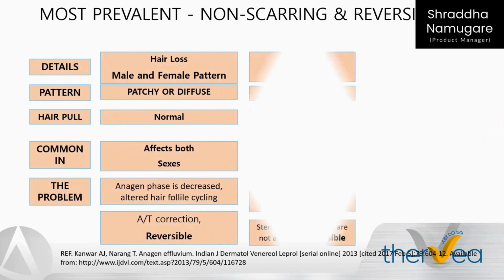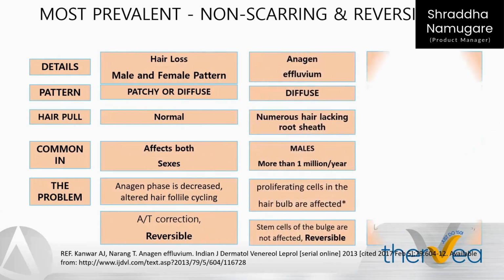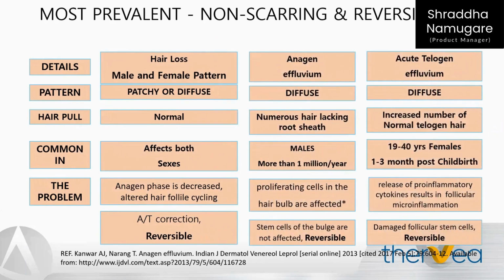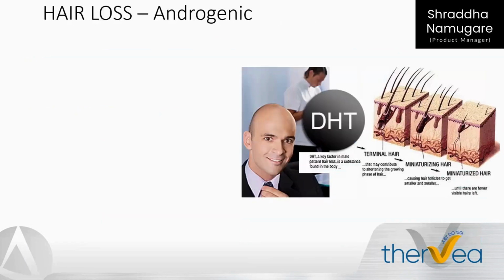Now, going ahead with types of hair losses. There are male pattern alopecia and female pattern alopecia. The male pattern and the female pattern alopecia are reversible. The telogen effluvium is also reversible. The other types of hair losses are also reversible.